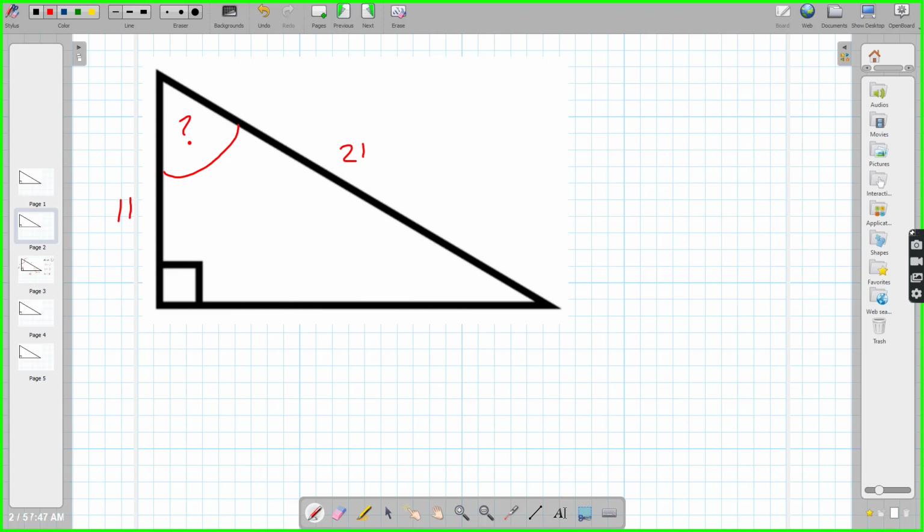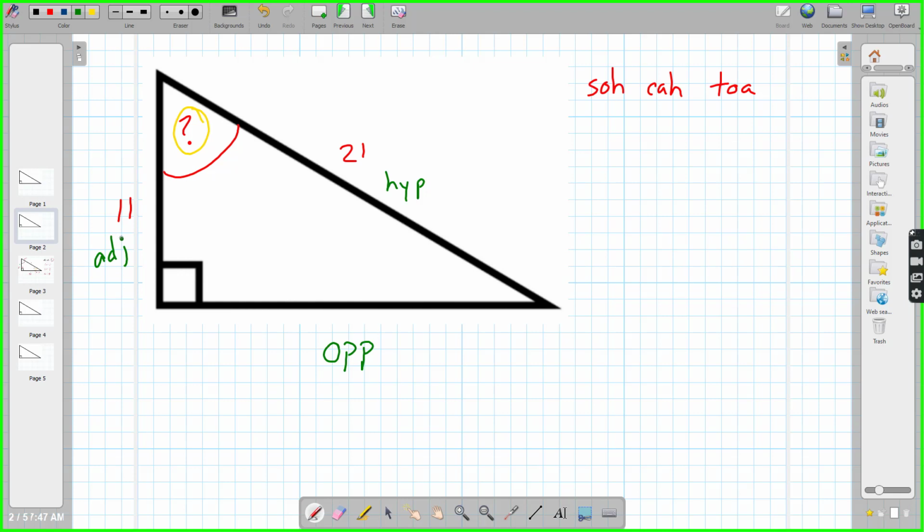So again, we're going to use SOHCAHTOA, and I will go ahead and come over here and label it. So right here, there's my angle I'm trying to find. So that makes this the opposite. We always know the hypotenuse, right? So there that is. That makes this the adjacent.